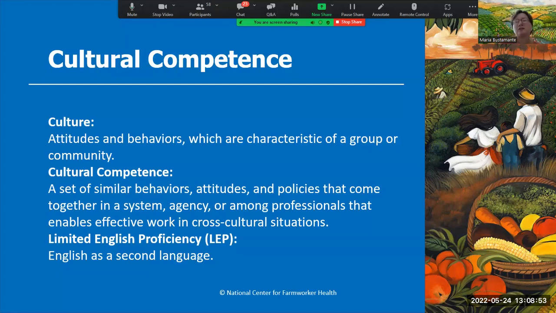We also need to take into consideration language, English as a second language. For example, for me, English is my second language. You might already know that by my accent, but it might affect the way people understand.